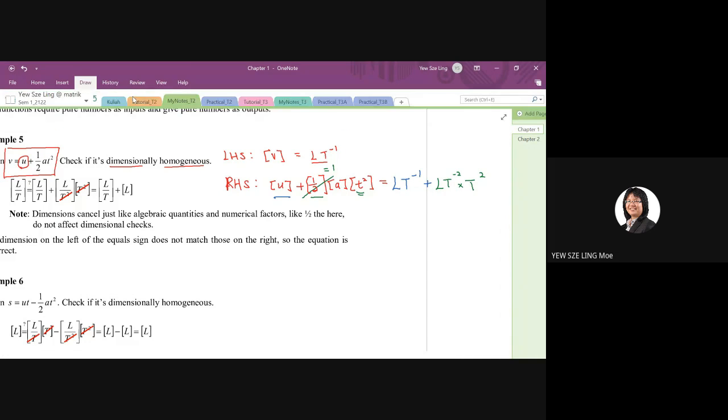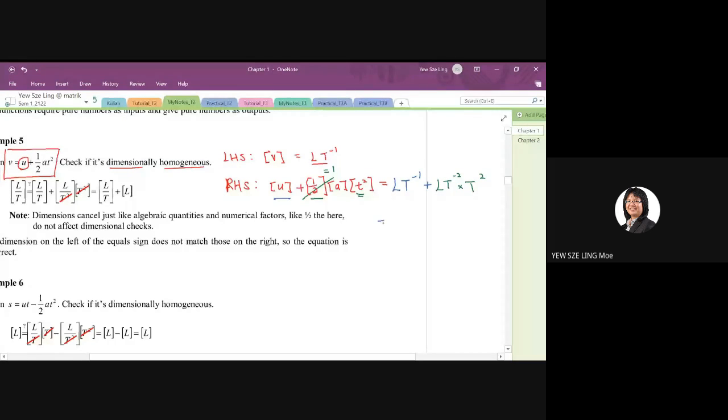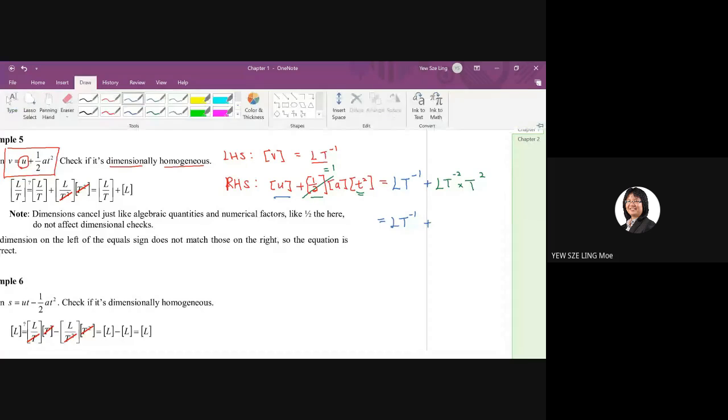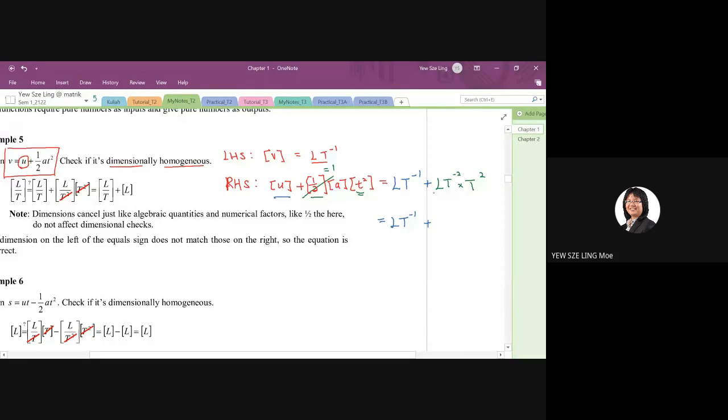Now, what are you going to do next? You're just going to rewrite LT^-1 first, plus, and then you simplify this part, AT squared. So LT^-2 times T^2 is equal to L. So this one and this one cancel out, so the remaining term is L. Now, according to the rules just now, dimensions cannot be added or subtracted. So this is the dimension on the right hand side. You cannot simplify it anymore.